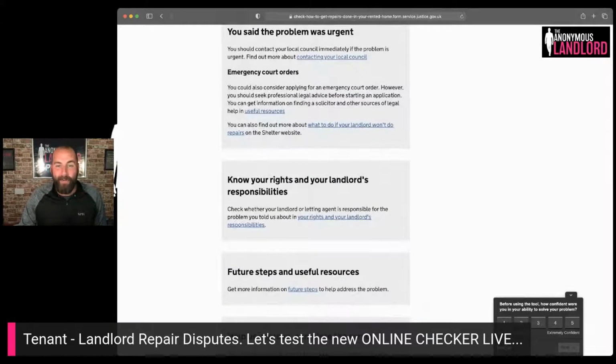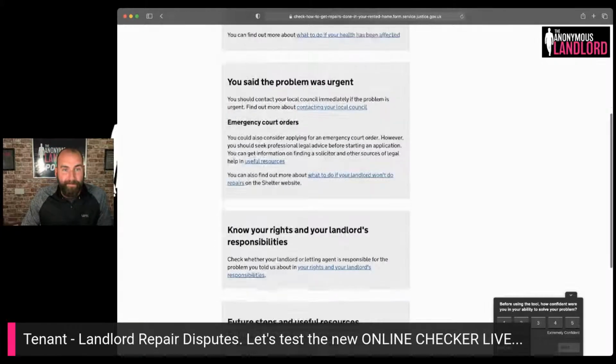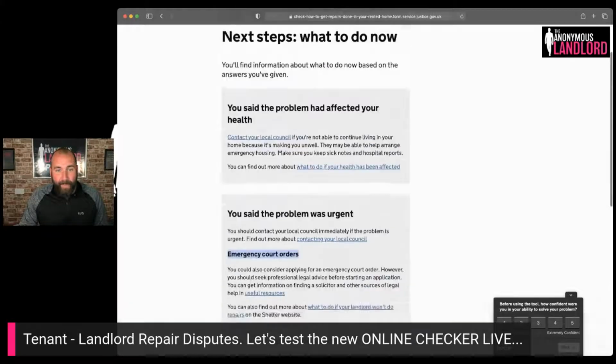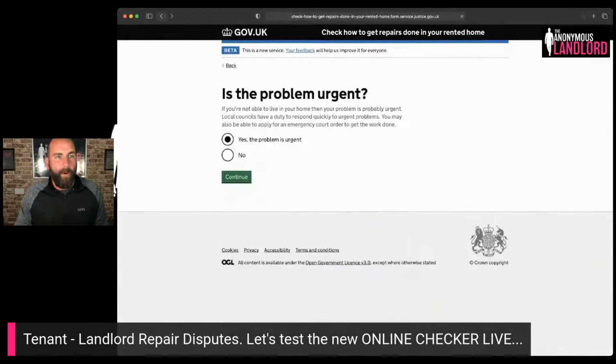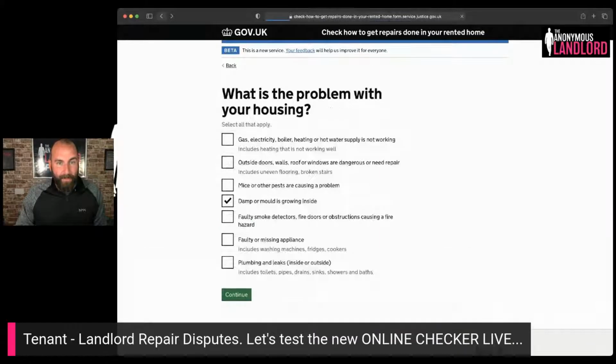And remember, Mr. and Mrs. Landlord, 99% of the time you are responsible for damp. And similarly, in a lot of cases, the tenant is responsible for condensation. So they've also said about emergency court orders again. That seems to be another common thing. Now, okay, I'm going to do one more. Let's see how we get on. Let's go back to, there it is.